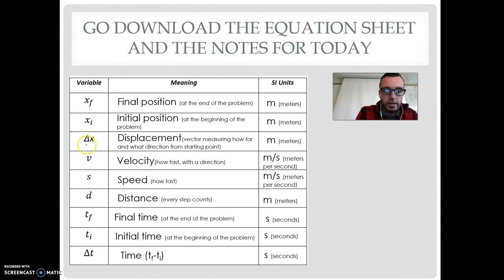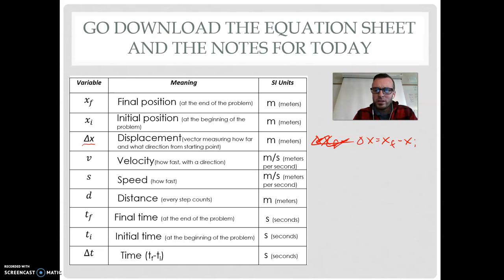And then this thing, delta X, I actually want to write a little side note here, too. You can add this as well. Delta X is equal to X final minus X initial. That's one of the equations on your equation sheet. And all that means is that the change in X, remember that delta symbol means change in, the change in position is equal to final minus initial position.